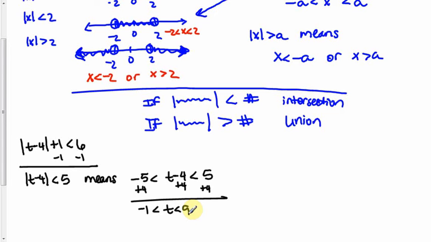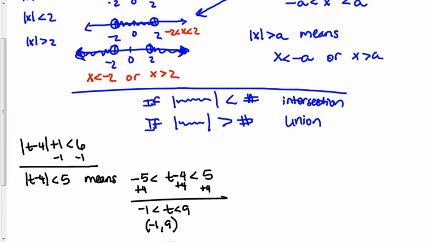Now, if they don't ask you to graph it, they're probably just going to ask you to write the solution set, which I think they're going to ask you to do in interval notation. So it would be from negative 1 to 9. It would be all the numbers between negative 1 and 9.